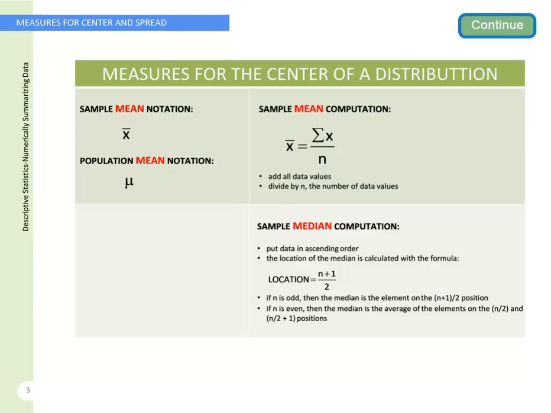I want you to become familiar with some notations, which are going to be used throughout this class. X bar is the notation for the sample mean. The Greek letter mu is the notation for the population mean.